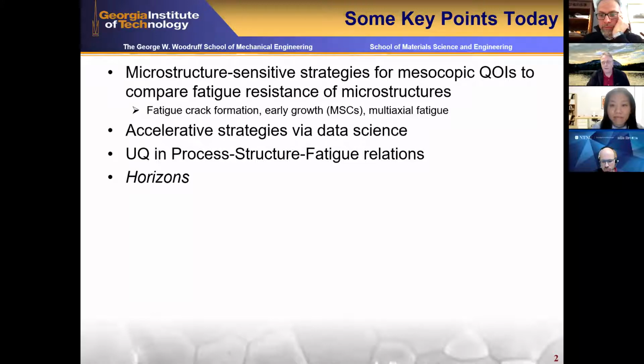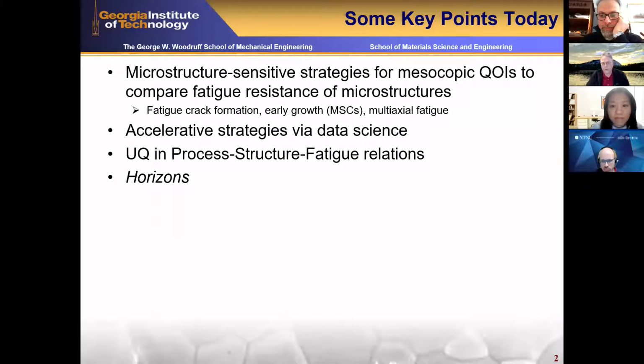We focus on fatigue crack formation within the nucleant grain or phase and early crack growth within the microstructure, so-called microstructurally small fatigue cracks. I'll also discuss a bit on some work we've done recently on multi-axial fatigue, which provides designers some information to be able to generalize to combined stress states that are actually seen in design of components.